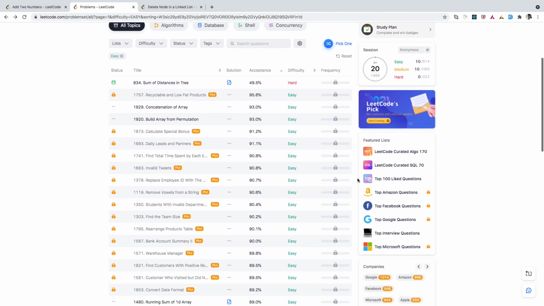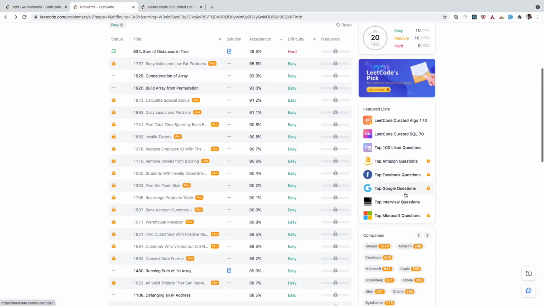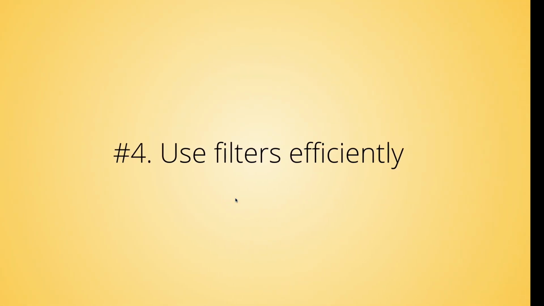You can also solve problems which are company specific. Let's say you are preparing for Amazon, then you should be solving Amazon questions so that you can understand what kind of questions they ask. And if you are applying for Microsoft, you should be solving questions from Microsoft. But all this you do once you become confident solving different algorithms or different topics, right? So that's about using filters. Let's move to the next tip.